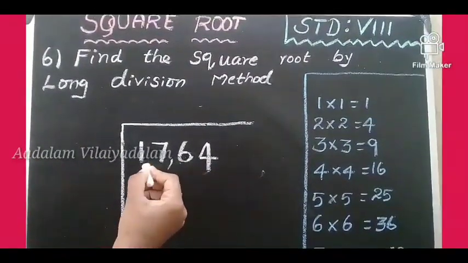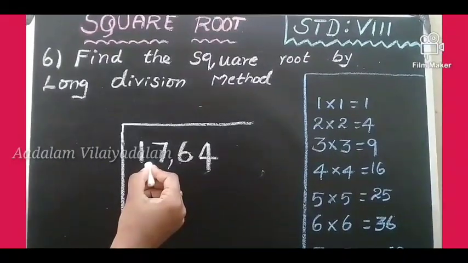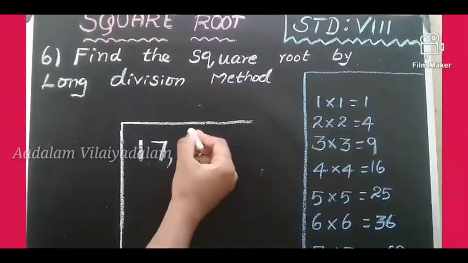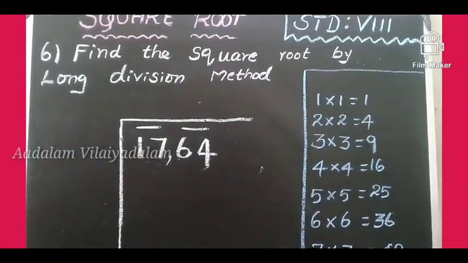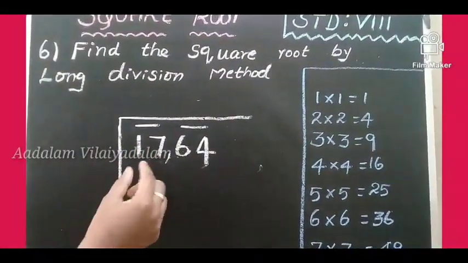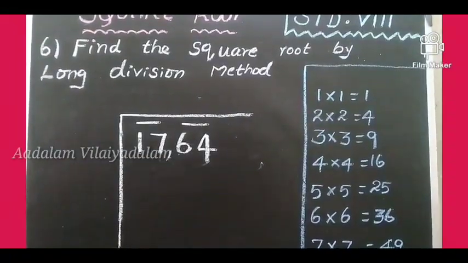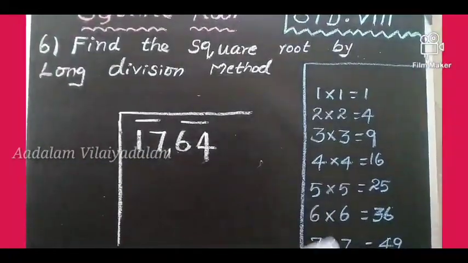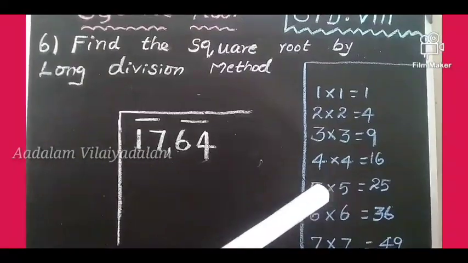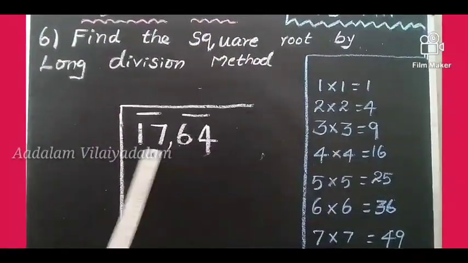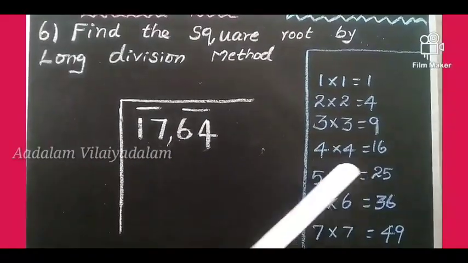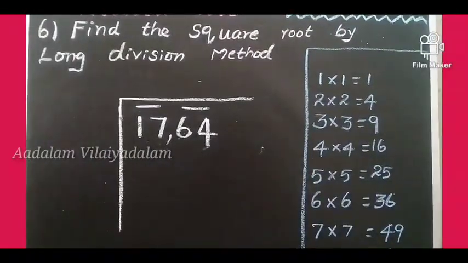So 64 is one pair, 17 is the other pair. So put a bar over every pair of digits. Here we use the square numbers. The first pair is 17. So in long division we use the square numbers only. Here, 4 4s are 16, 5 5s are 25. Here 17 is there. We have to choose the lesser number only. So 4 4s are 16.